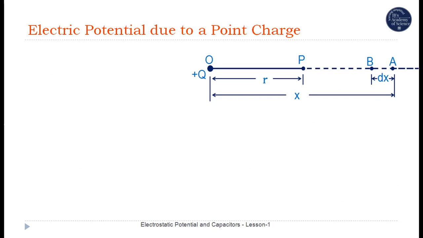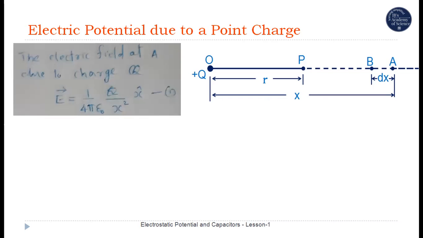Consider a point A where unit positive charge is placed. 1 coulomb charge is placed at A. Now, this point A is at a distance x from the charge. Now, electric field at A due to the charge Q is equal to 1 by 4 pi epsilon 0 Q divided by x square. That is the electric field at A.